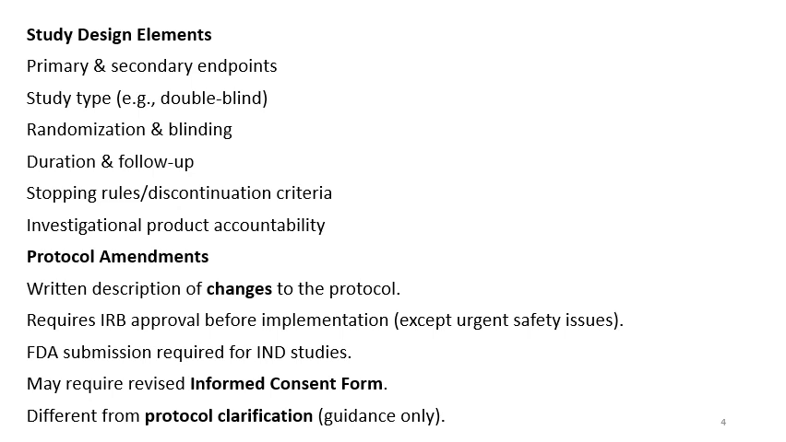Then study design elements: primary and secondary endpoints, study type, whether it is double blind or any other type, randomization and blinding techniques which are to be done, duration and follow-up, stopping rules or discontinuation criteria, and investigational product accountability. All these are the elements.